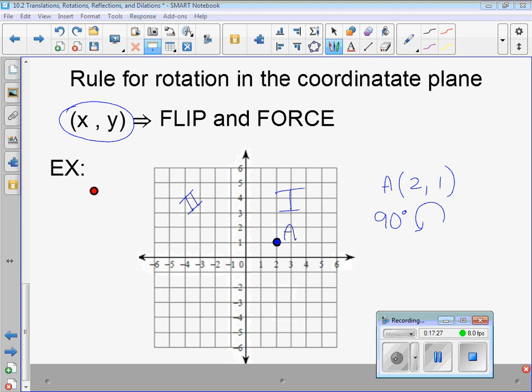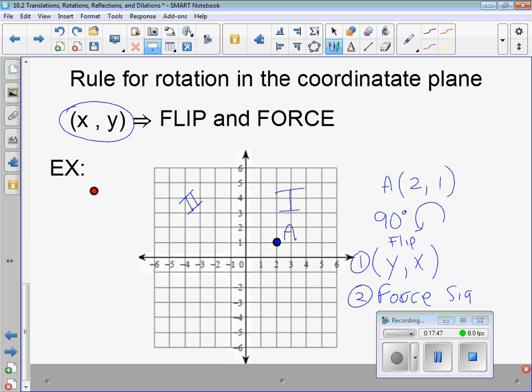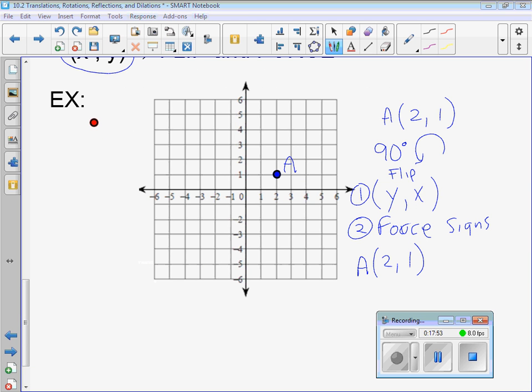Now listen closely. I'm going to use this thing called flip and force. What you're going to first do is take whatever your x and y is and flip it. So whatever the x was now becomes y. That's the first step. Then you force it, so the signs match that quadrant. Let me show you what I mean. My pre-image point is (2, 1). I'm going to move it into quadrant 2 by flipping and forcing it. So A prime is going to move to the location (1, 2), right?